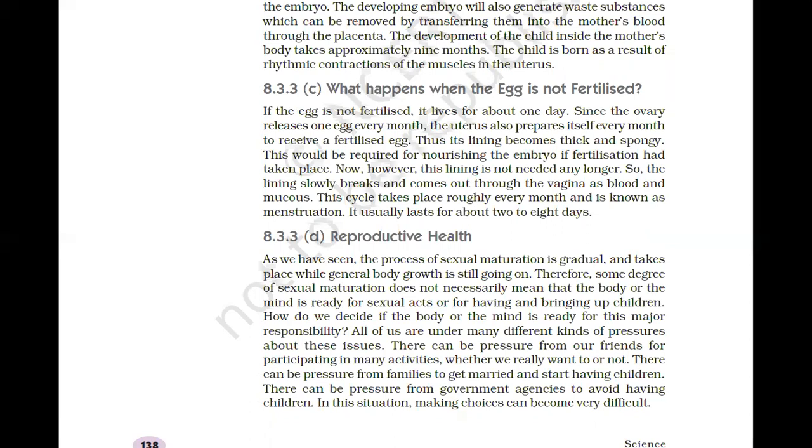Now, however, this lining is not needed any longer, so the lining slowly breaks and comes out through the vagina as blood and mucus. This cycle takes place roughly every month and is known as menstruation. It usually lasts for about 2 to 8 days.